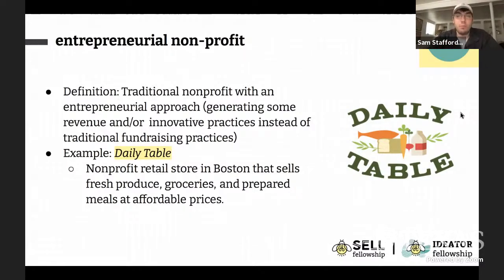by giving those prepared fresh meals at affordable prices in areas that are in food deserts, or areas that don't have a lot of grocery stores, or areas that don't have lots of access to good food. So just by merely existing and by doing what they do, they're an entrepreneurial nonprofit and don't require donations. Does anybody have any questions?